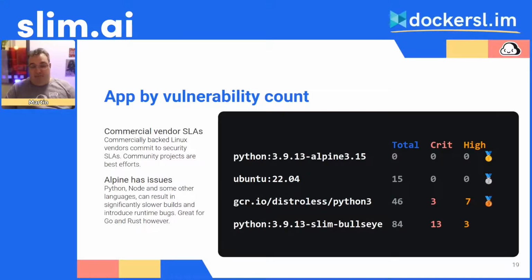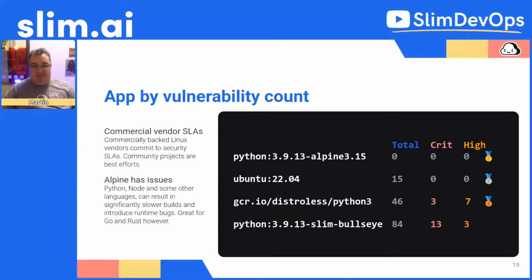So, based on the information we have in front of us here, Alpine must be the clear winner for our application's base image. Unfortunately not. That is not the case.